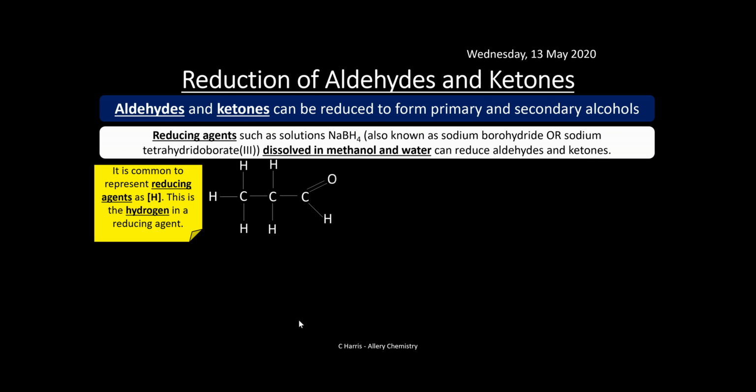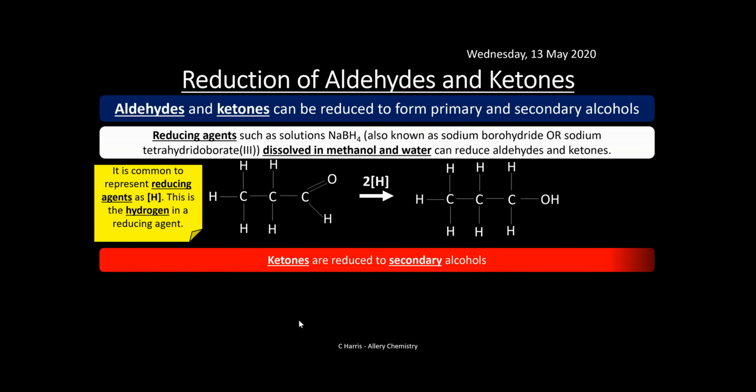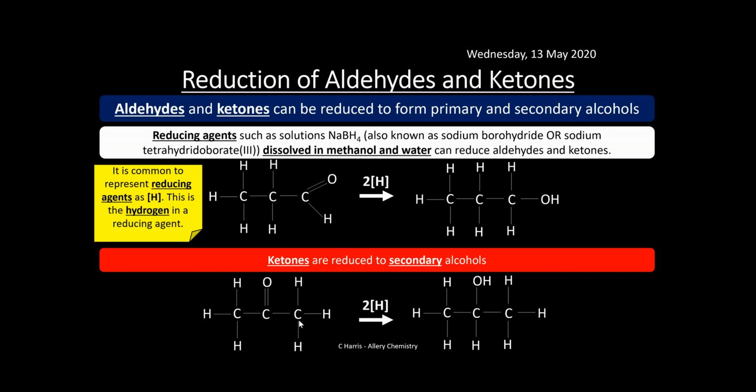Right. So here's an example. You can see here we've got our aldehyde. We're reacting it with 2 lots of reducing agent, and we're forming our primary alcohol. Ketones are reduced to secondary alcohols. So there we are, and that's reduced to a secondary alcohol there.